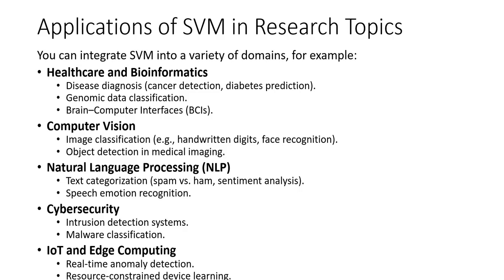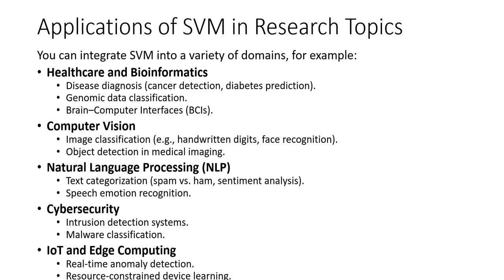Number 2, computer vision. Now let's move to the next major area, that is computer vision. It enables computers to understand and analyze images and visual information. SVM has been widely used for different image classification and recognition problems.